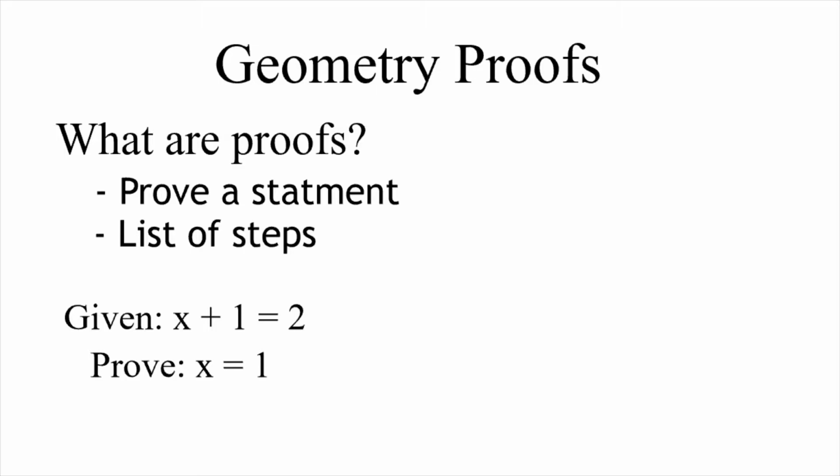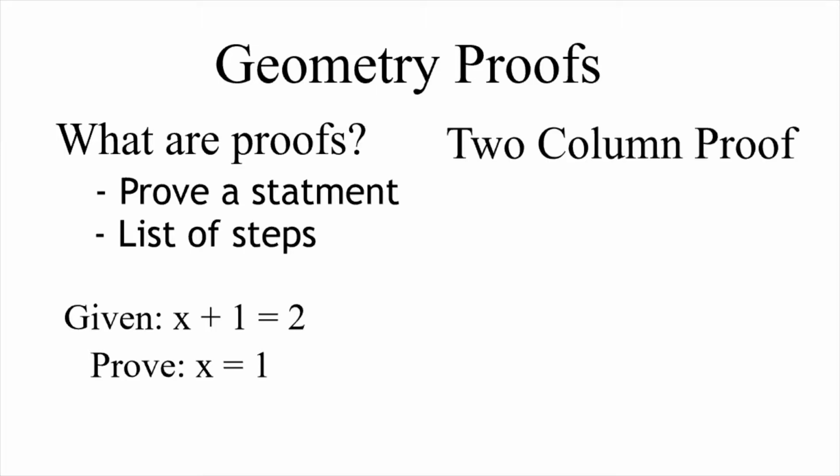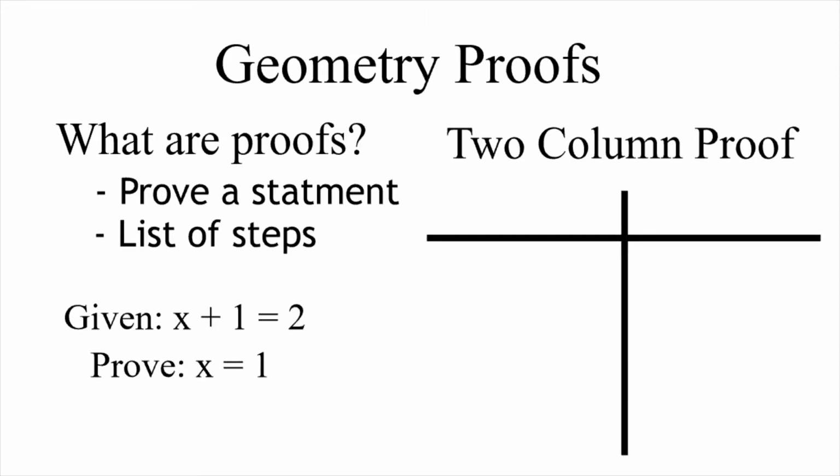Well, let's start with the two-column proof. What is a two-column proof? A two-column proof is basically a proof with two columns where you have statements on the first column and reasons on the second column. You start with the given statements and work your way up to what you need to prove. And you must also give a reason for each statement.